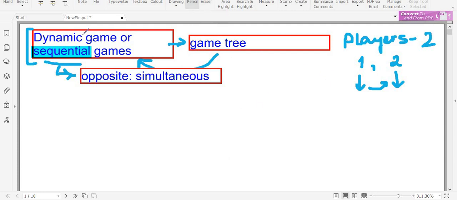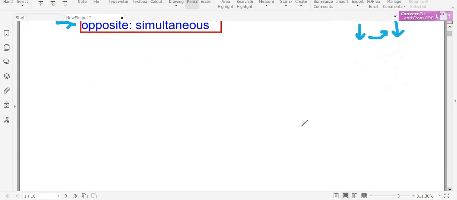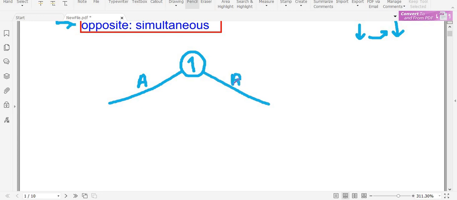Now let us start with a particular example, then it will become easier to understand. Suppose we start with player 1. Player 1 first gets to decide what will happen, so the first turn belongs to player 1. Player 1 can choose between two options: suppose option A, or option B. He or she can either choose option A or option B. You can think of it as player 1 deciding whether to choose the left path or the right path.